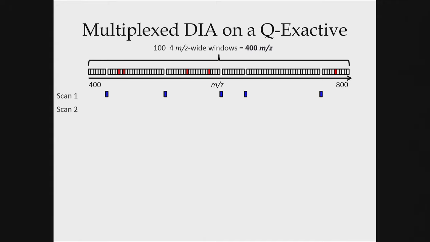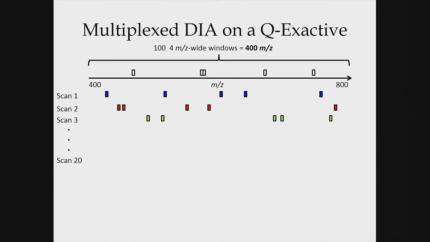Then in the next scan, I'm again going to randomly choose from the remaining 95 windows in the list, isolate those and measure them. I'm going to continue that process. Eventually, I get to scan 20, and I only have this particular set of windows that I can choose. So now it's very easy. I will isolate these and fragment them. So now in 20 scans, I have measured each and every window. But this doesn't help us at all yet, because these scans are all still isolating 20 mass to charge.